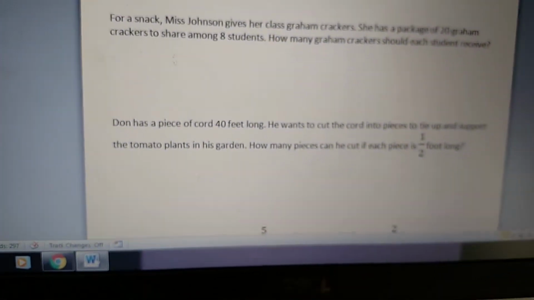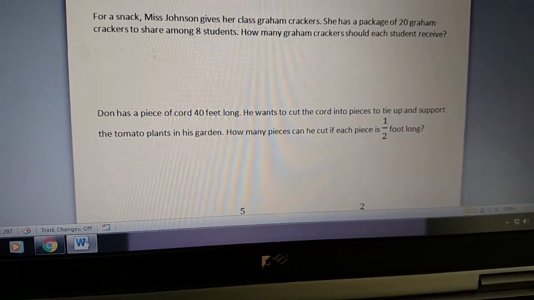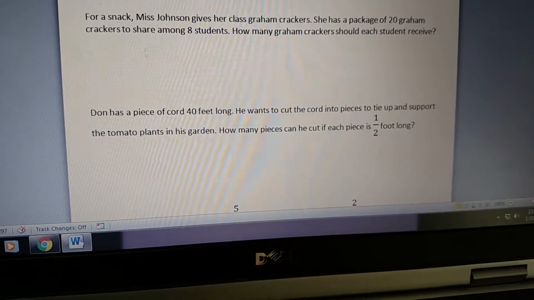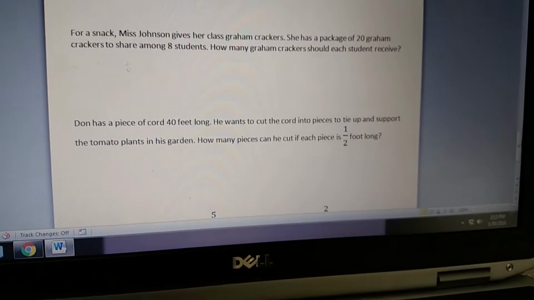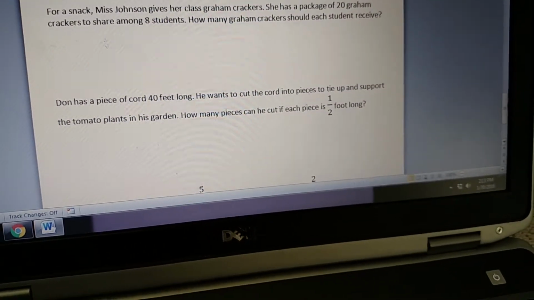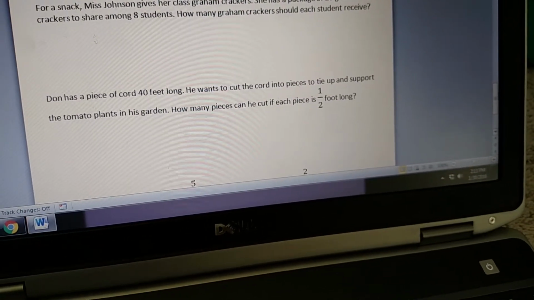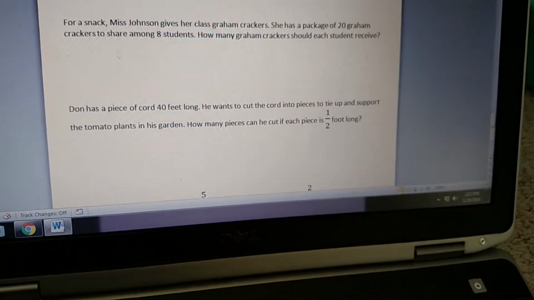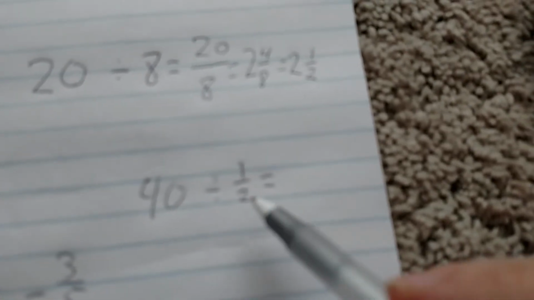All right, now we have Don has a piece of cord 40 feet long. He wants to cut the cord into pieces to tie up and support the tomato plants in his garden. How many pieces can he cut if each piece is a 1/2 foot long? So Don is taking 40 feet of cord and is going to divide each foot of his cord in half. So each foot is going to be cut in half. So he has 40 feet of cord, and each of those feet is going to be cut in half into 2 pieces. So he has 40, and each of those 40 is going to be cut in half.